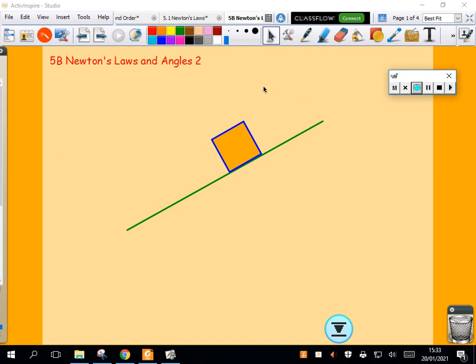Okay, in this class I just want to look at another example of Newton's laws and angles. This time the actual plane is inclined at an angle. So before I think about any forces, if I just think about the angle, suppose this plane is inclined at an angle of, let's just say, A degrees above the horizontal.